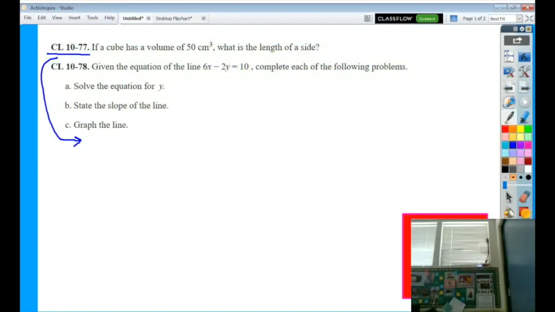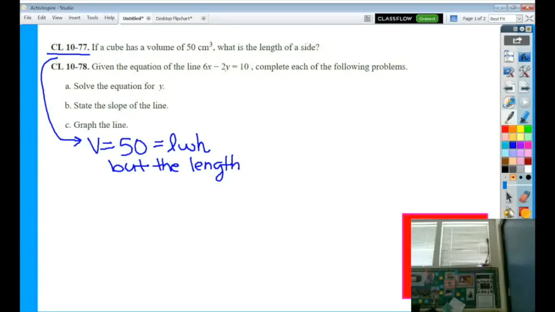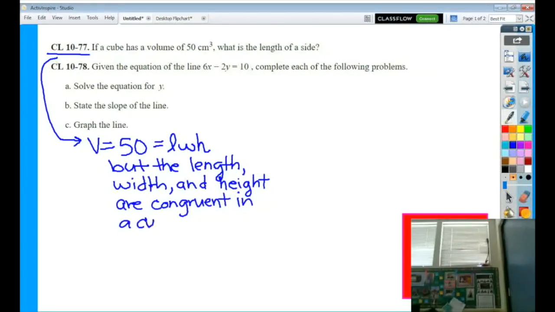Okay, going over our closure, 1077. So volume is going to be equal to 50. However, I know that that is the length times the width times the height. But the length, width, and the height are going to be congruent in a cube. So all sides are the same length. Therefore, I can say that 50 equals the side cubed.